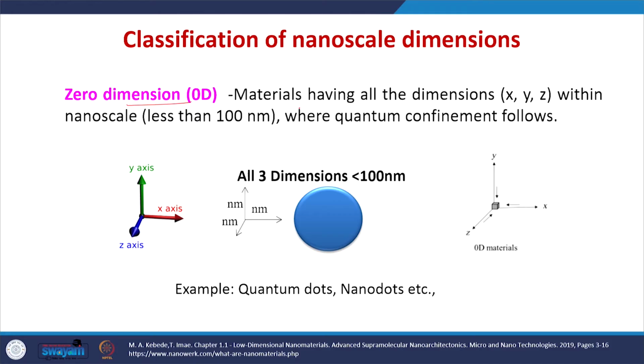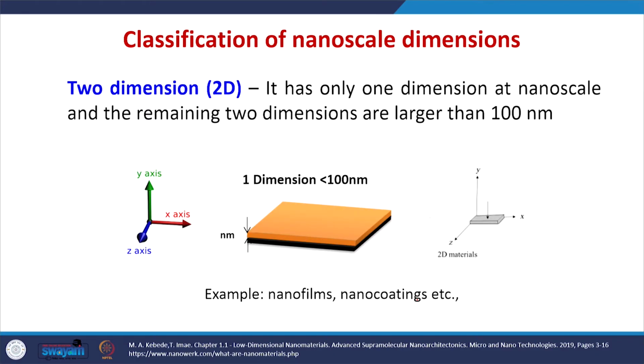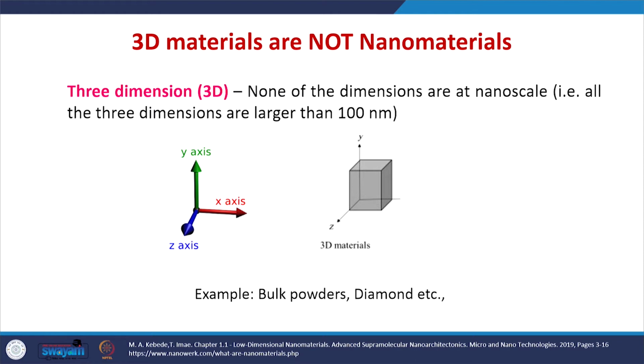Zero dimension means materials having all the dimensions x, y, z within nanoscale, that is less than 100 nanometer. Examples are quantum dots, nanodots. One dimension material means it has two dimensions at nanoscale and the remaining one dimension is larger than 100 nanometer. Examples are nanotubes, nanowires. Two dimension material means it has only one dimension at nanoscale and the remaining two dimensions are larger than 100 nanometer. Examples are nanofilms, nanocoatings.